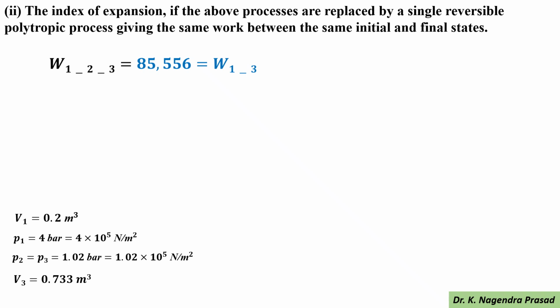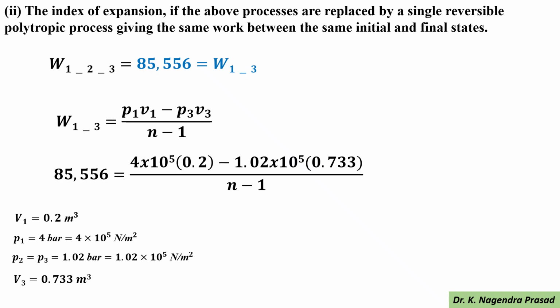So let's consider the process is a polytropic process and the work done is the same amount as the work done in the reversible adiabatic expansion. So W123 we know, and the work done in the polytropic process is (P1 V1 minus P3 V3) divided by (n minus 1). We have to determine the n value. So here W123 equals 85,556, and we know the P1 value, V1 value, P3 value, V3 value.